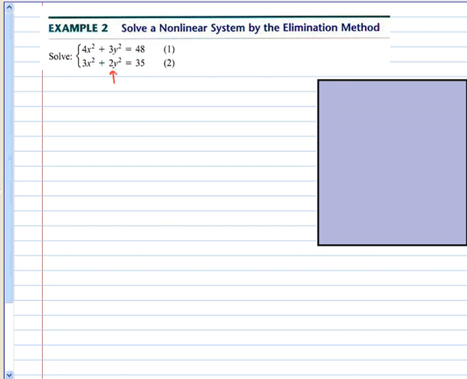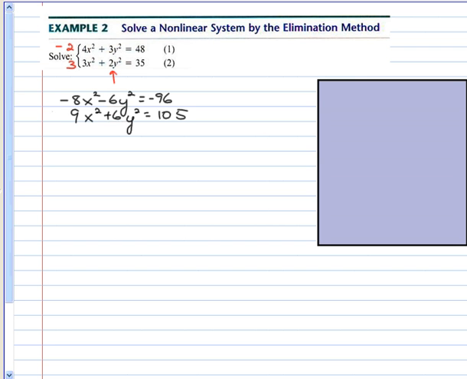So if I want to eliminate the y's, they both go into the number 6. So I can multiply one by a 2 and the other by a 3, but I also need opposite signs. So one of them needs to be a negative. I'm going to pick the first one as a negative. So that first equation, distribute that -2, multiply everything by -2. So -8x squared minus 6y squared equals -96. Second equation, everything by a 3. 9x squared plus 6y squared equals 105.